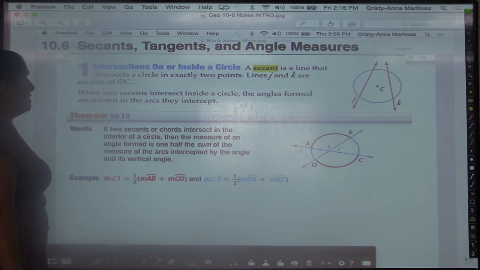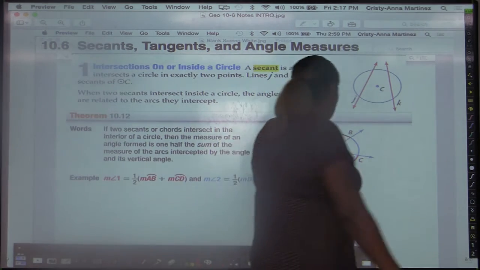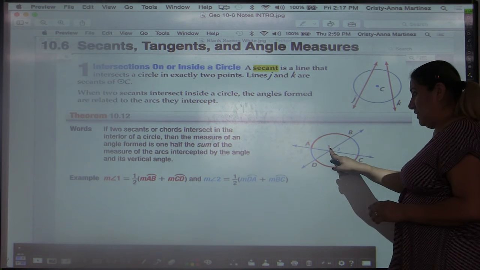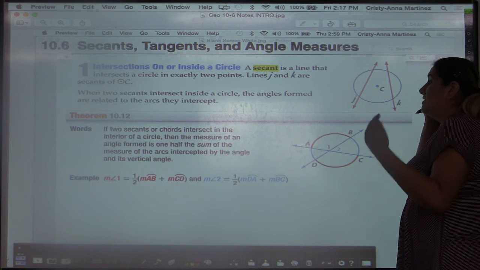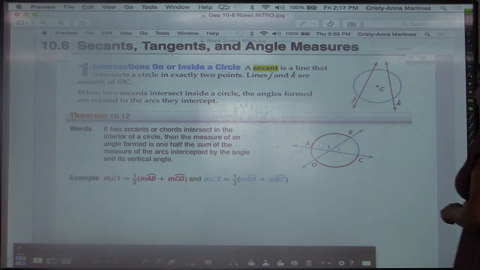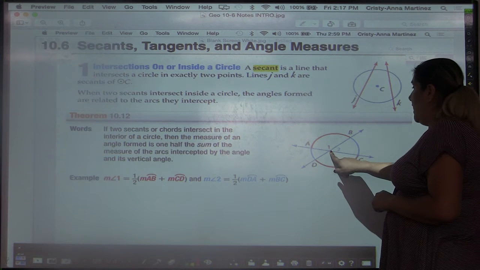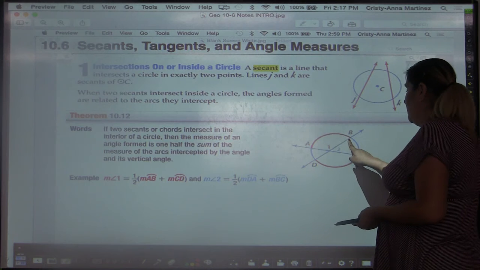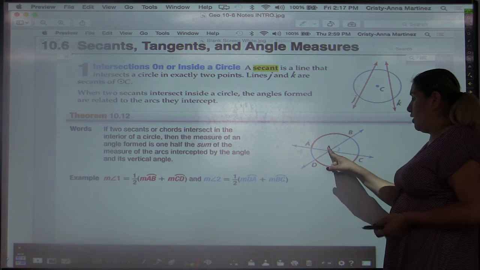It says, if 2 secants or chords intersect in the interior of a circle, like they do here on the inside, then the measure of the angle formed, like angle 1 for example, is 1/2 the sum, which means adding 2 things together, of the measures of the arcs intercepted by the angle. So in the case of angle 1, it equals half of the measure of the intercepted arcs, arc AB and arc CD. You add those up together, divide by 2, and that should equal angle 1.